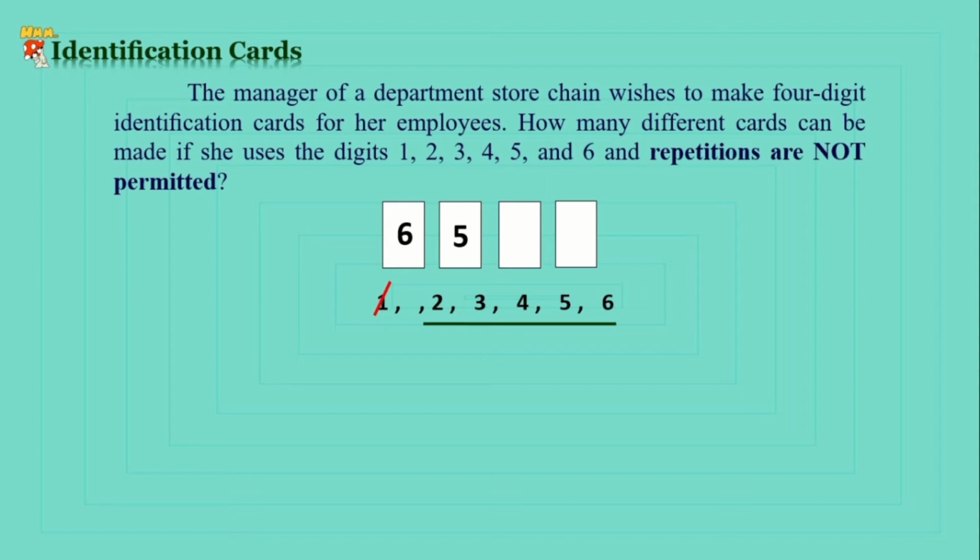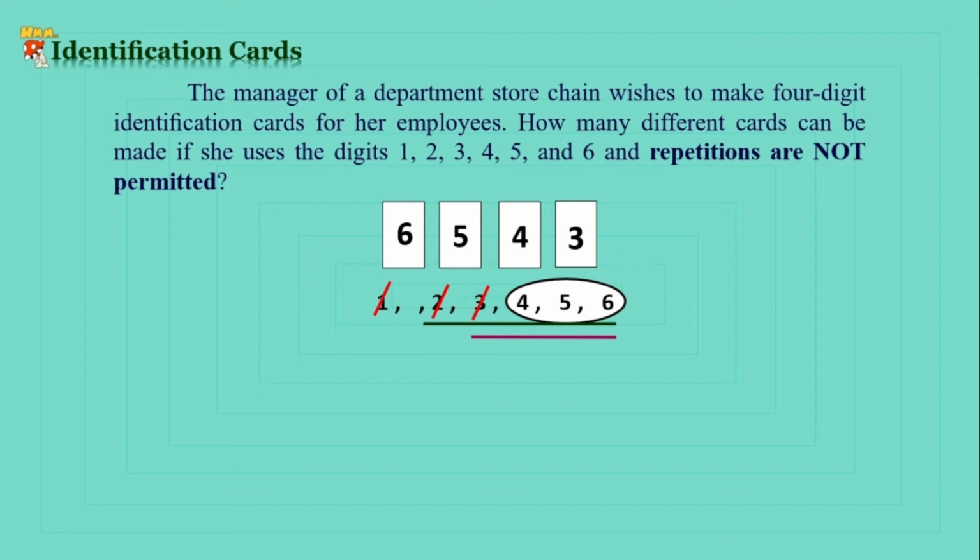The same process goes in the third space. We subtract another digit and we can only use 4 digits, which are 3, 4, 5, and 6. We can't now use the digits 1 and 2. Lastly, for the fourth space, we also subtract 1 digit, so we have 4, 5, and 6 left.